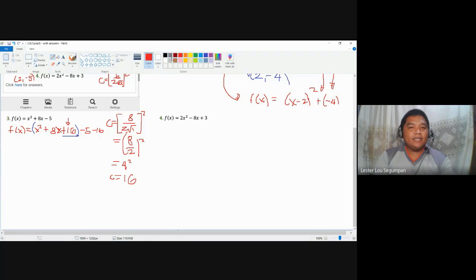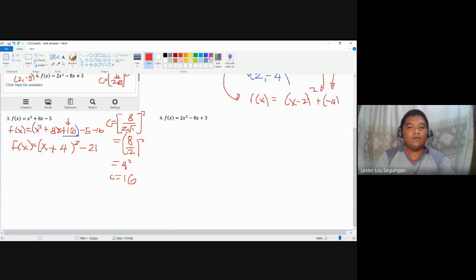That may then be simplified to the square of this binomial. Square root of x is x. Square root of 16 is positive or negative 4, but which of the two will be used? Use the sign of the middle term, plus. Squared. Combine here, you'll have minus 21. This is our vertex form already.